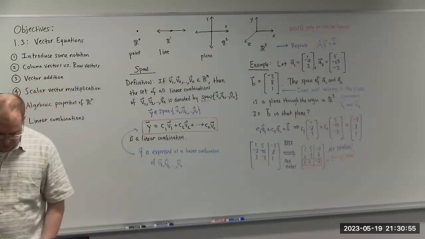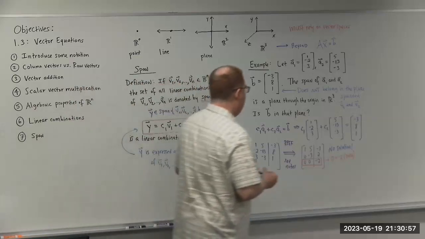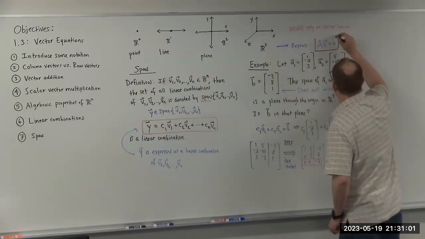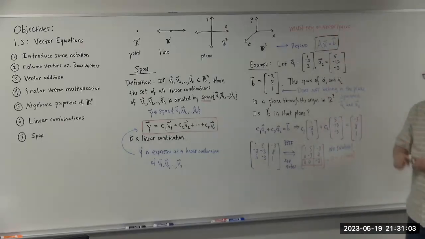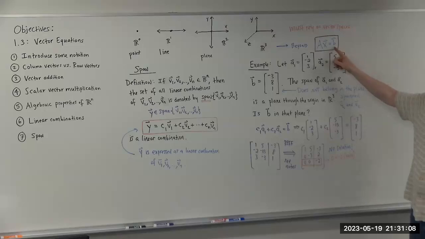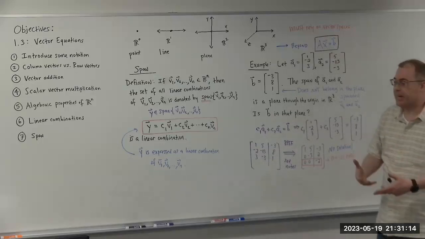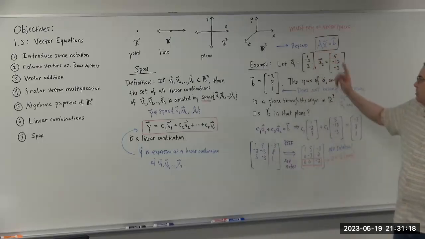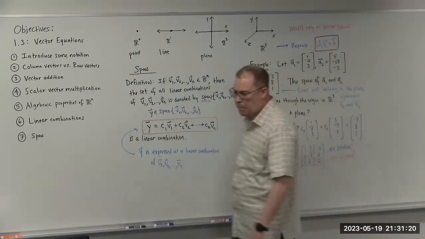Going back to this idea, if that system doesn't have a solution, that means vector B must not be in the same collection as those column vectors of A.